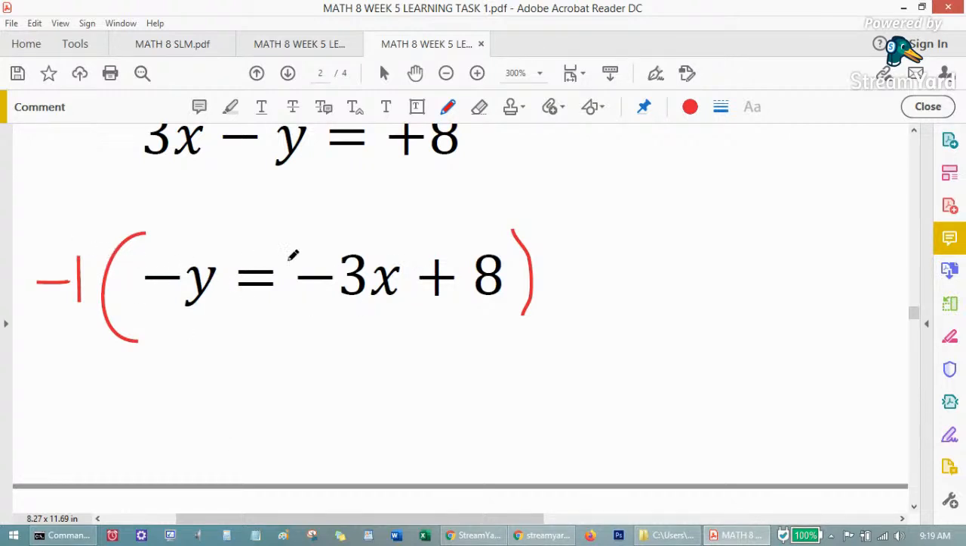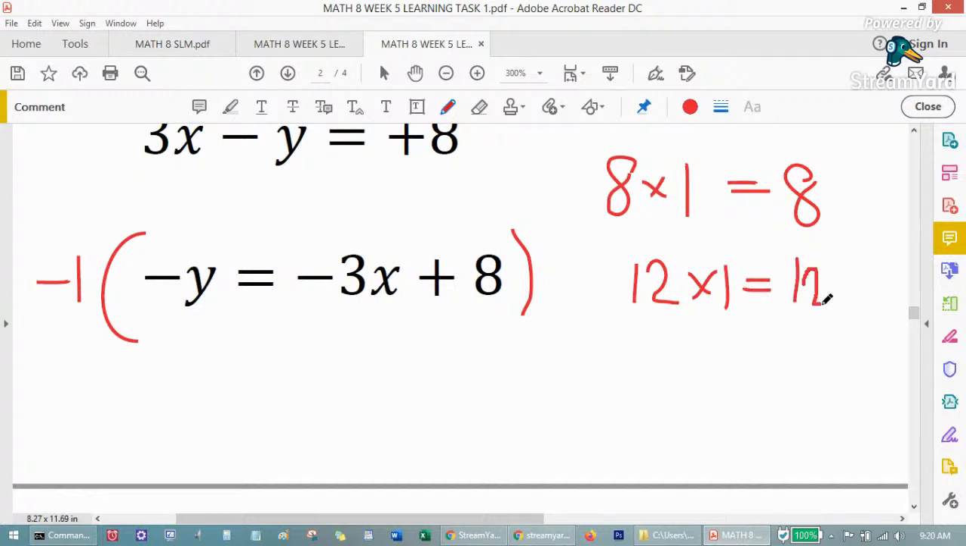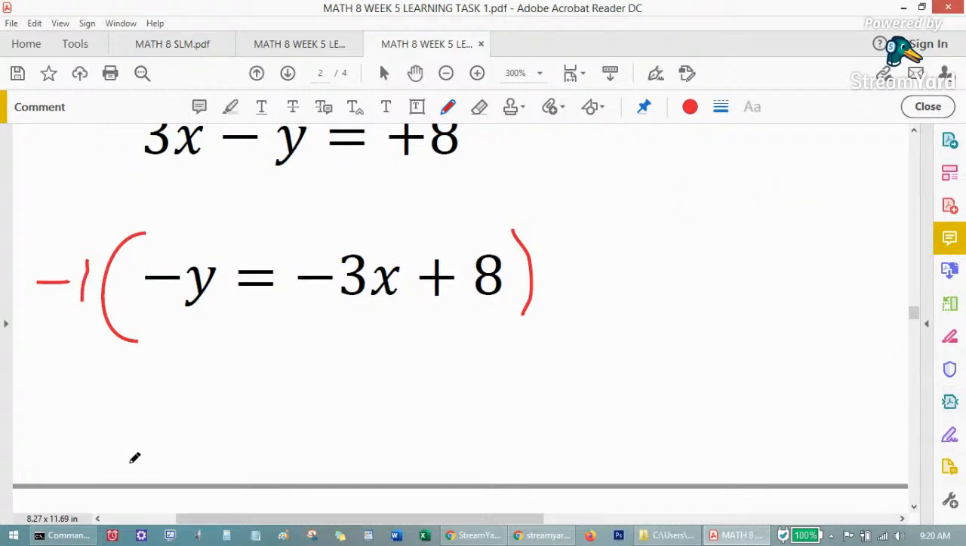Yung 1, kasi any number na i-multiply sa 1, hindi nagbabago ang value. For example, 8. Kapag minultiply mo yun ng 1, that is still equal to 8. No? Or 12. I-multiply mo ng 1. That is still equal to 12. So, hindi nagbabago yung value. Kaya multiply natin ng 1. Now, para saan itong negative? Para mag-negate.